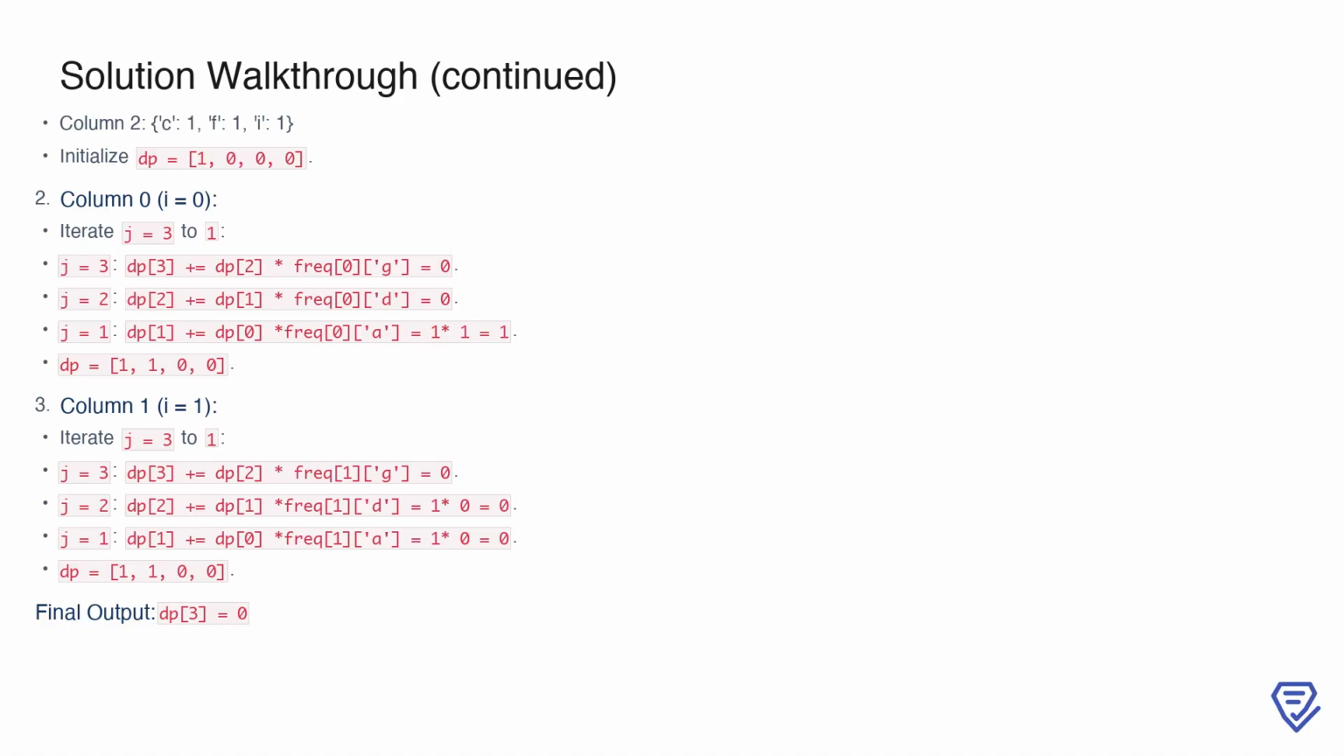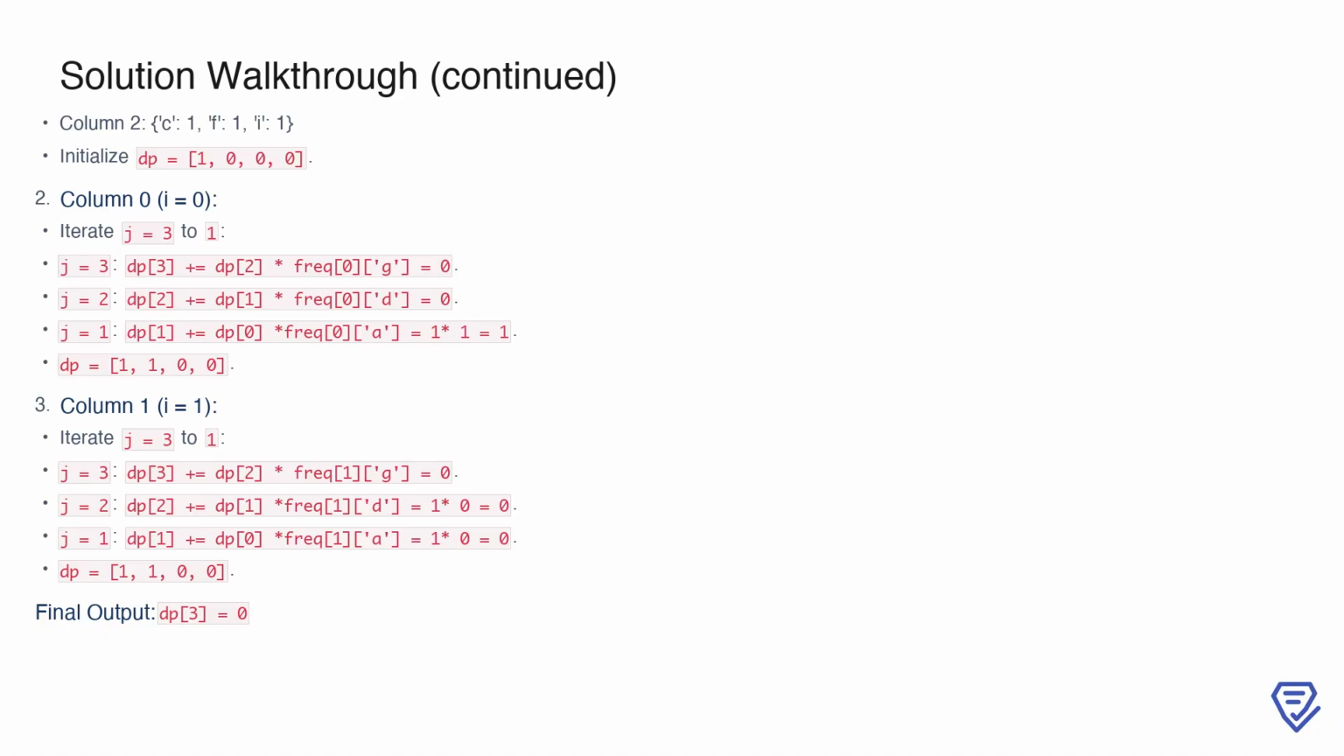The dp array is initialized as 1, 0, 0, 0. For column 0, we iterate through the target indices. For j equals 3 and 2, the characters g and d match, but dp[3] and dp[2] remain 0 since their previous states are 0. For j equals 1, the target character a matches, and dp[1] is updated to 1. The dp array becomes 1, 1, 0, 0.